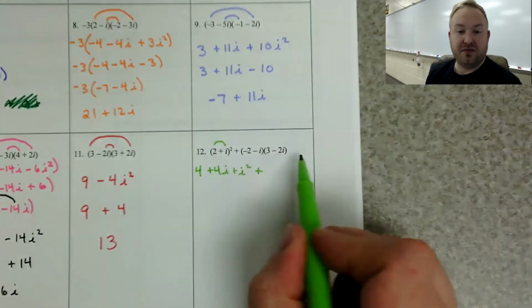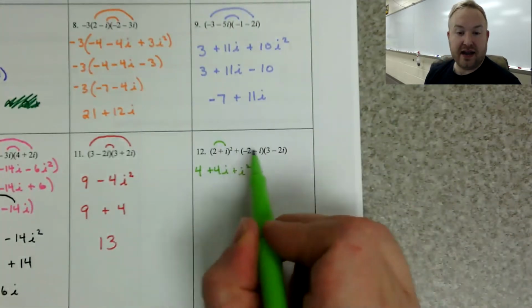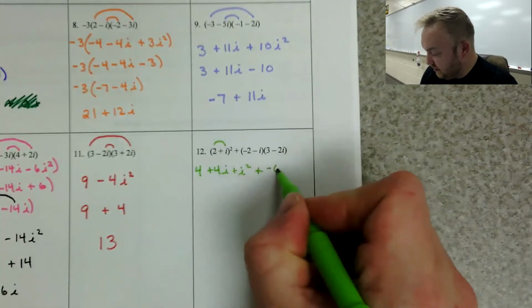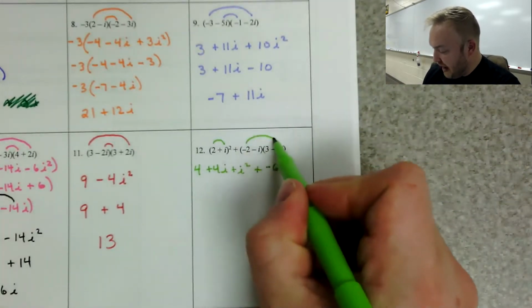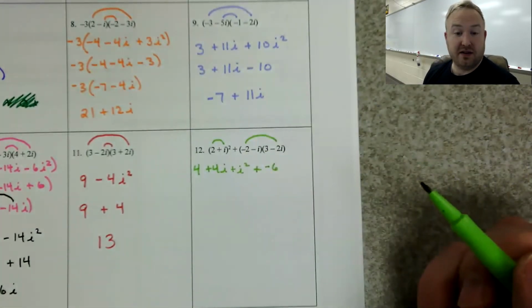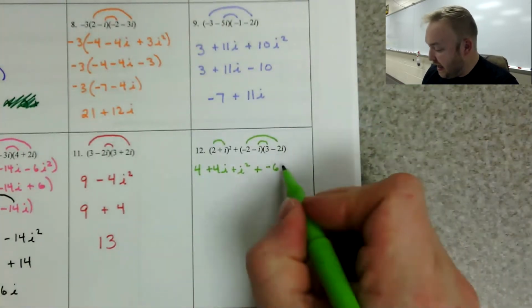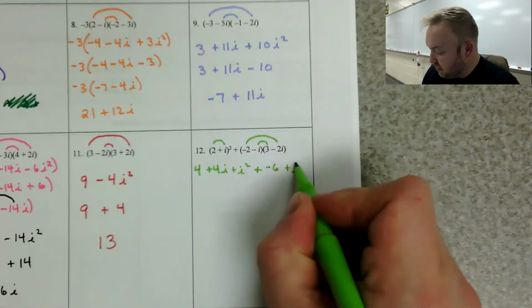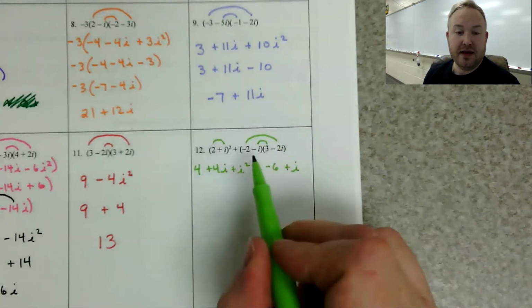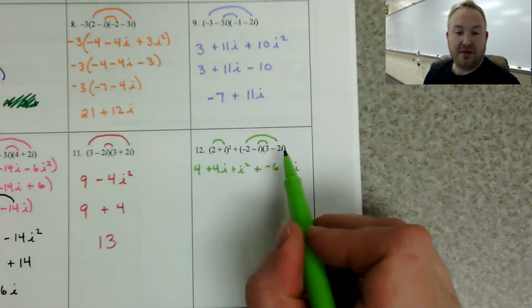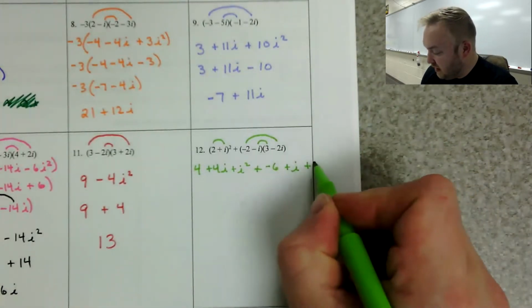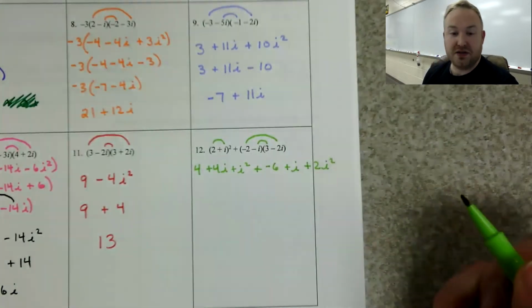Okay, now let's FOIL these 2 guys. So negative 2 times 3 is negative 6. My outer product is positive 4i. My inner product is negative 3i. Add those together, and I just get plus 1i. Last times last here, negative i times negative 2i would be plus 2i squared.